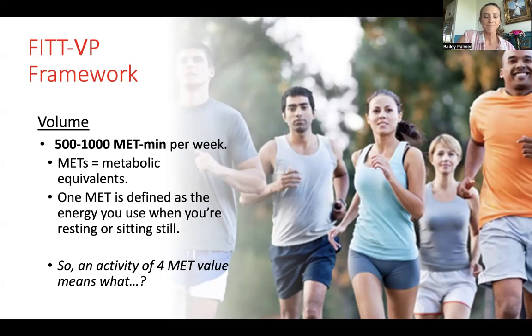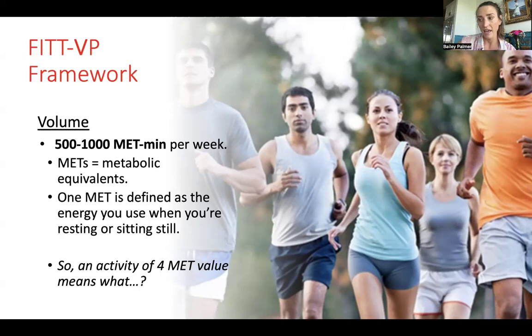Sitting, resting still. So what is an activity with a 4 MET value? What does that mean? It's 4 times the energy required for me to sit still. So me sitting still is 1 MET. If I'm doing an activity with a MET value of 4, that means it's 4 times the amount of energy required to do nothing, okay? And so what is a MET minute?